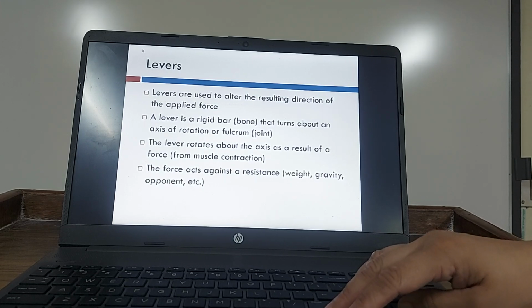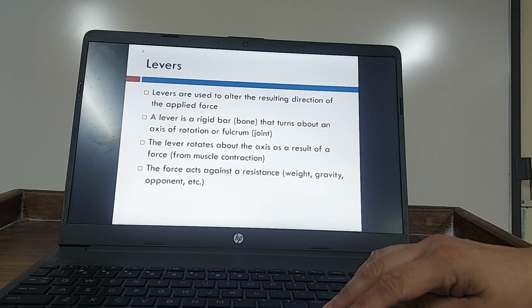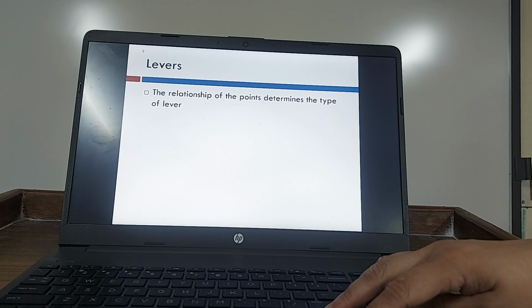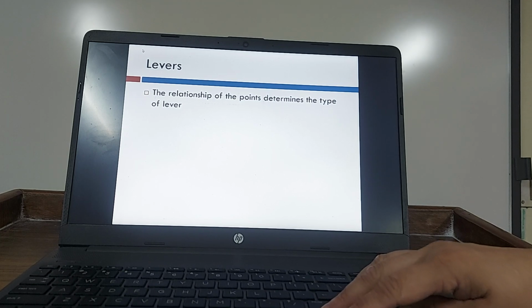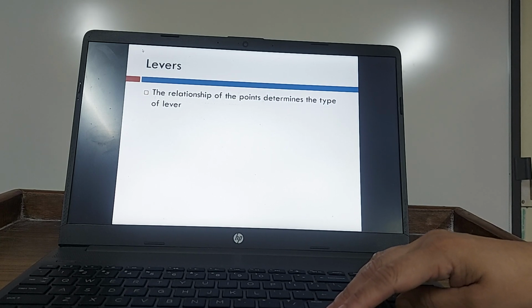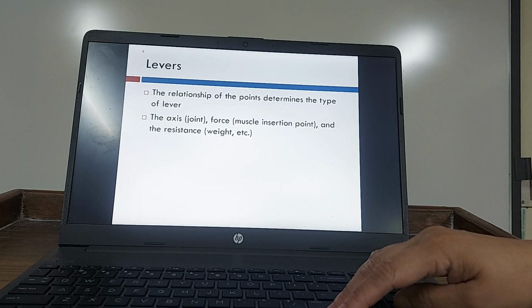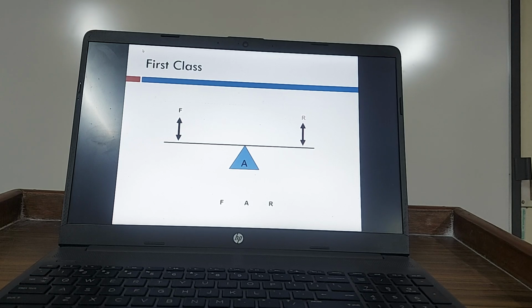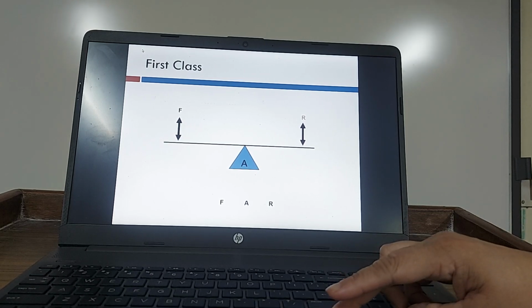The force acts against a resistance, and this resistance is weight or gravity. Now, we have to find the relationship between three things. One is the fulcrum, the other is the effort, and the last is the resistance. That is the joint, muscle insertion, and the weight. Now, if you see, the axis is in between the force and the resistance.